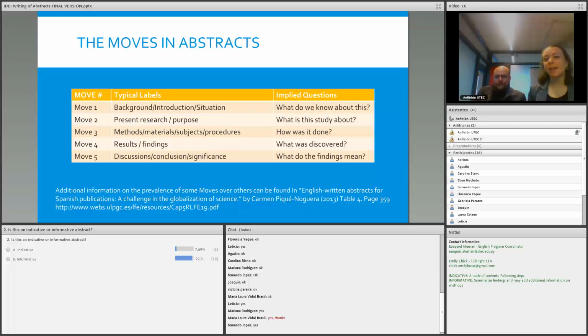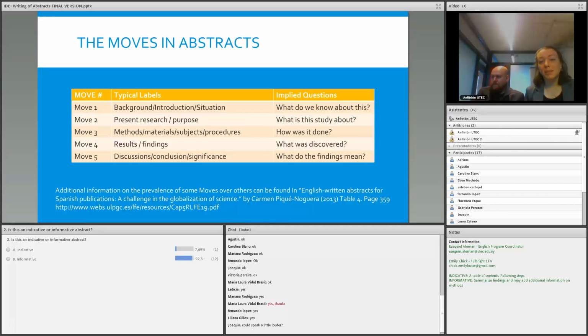And so in abstracts, you can see 5 main moves that can be identified. The first move introduces background information, historical context, current claims to introduce the topic that you'll be discussing. The second move will introduce the main purpose of the paper. And then the third move will explain the methods you follow to achieve that purpose. How is it done? And finally, you may introduce your results and what they mean to you, what you discovered, and also the discussion of conclusion, significance of your results.